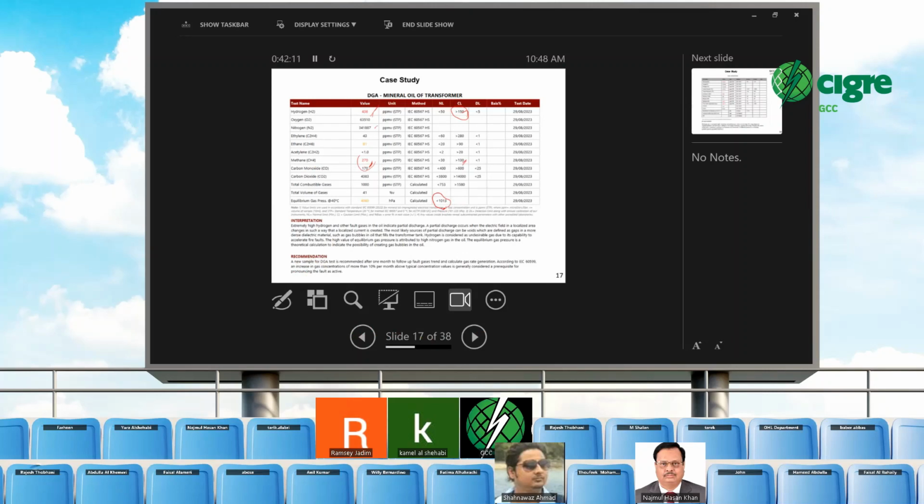And of course, this is according to IEC standard 60599. An increase of 10% generation per month above the typical concentration value is generally considered a prerequisite or critical for pronouncing the fault as active. This one should have action taken directly. If we bring it after 1 month and it was 10% more, that means now is the time to take action directly. You cannot wait more, otherwise you will face a critical problem later.